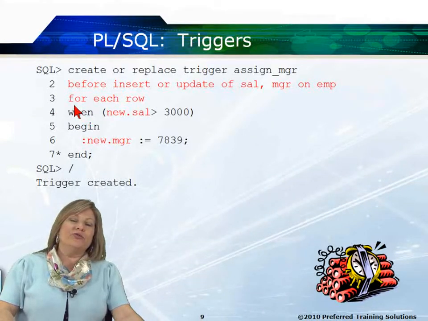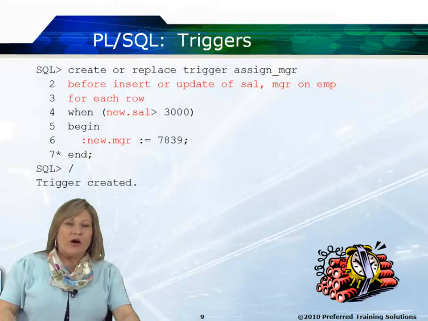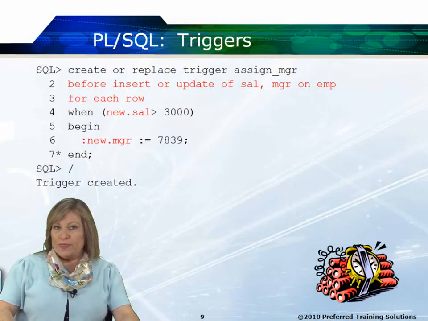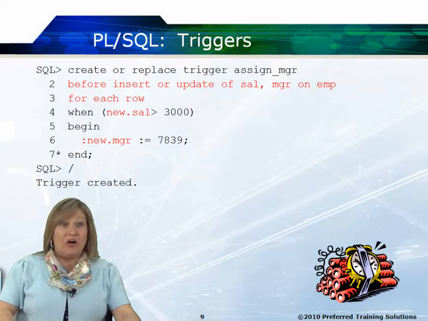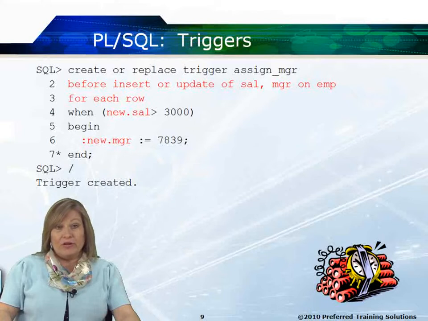Now next you'll notice we have the keywords for each row. That's how we indicate that we want this particular trigger to be a row level trigger. Otherwise, statement level is really the default. So if it was a statement level trigger, you could eliminate line 3 altogether.